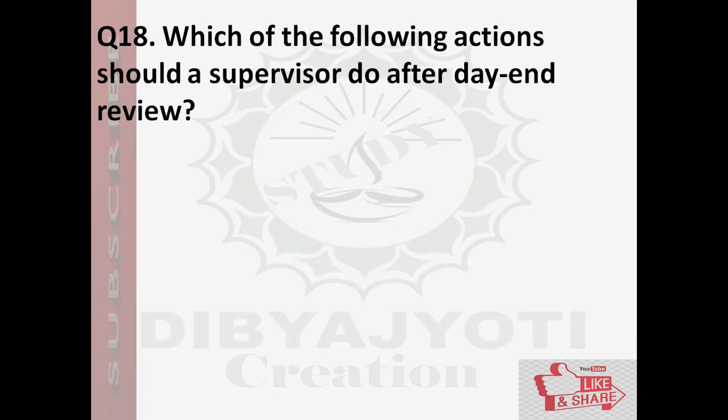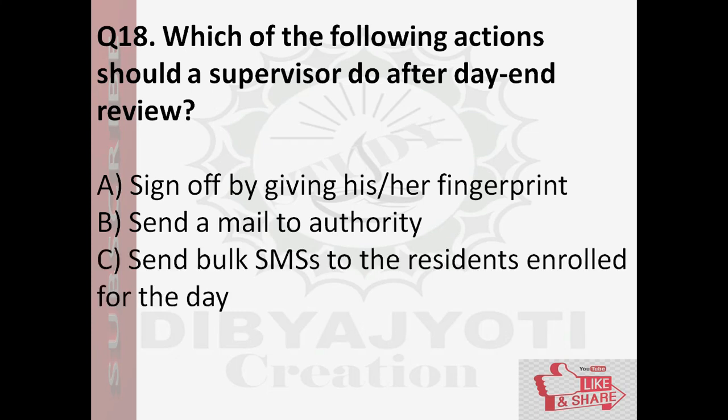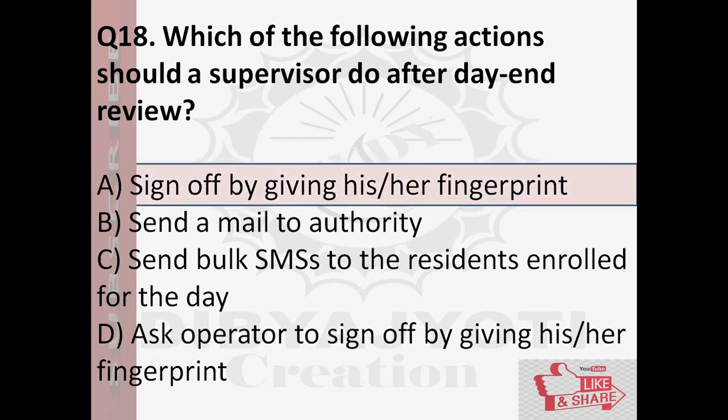Next, which of the following actions should a supervisor do after day end review? Options: A, sign off by giving his or her fingerprint, B, send a mail to authority, C, send bulk SMSs to the residents enrolled for the day, D, ask operator to sign off by giving his or her fingerprint. And answer is sign off by giving his or her fingerprint.